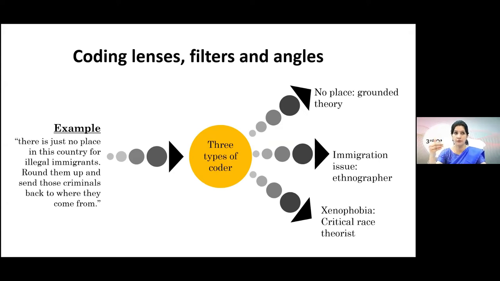Yes. So this third person, who is a critical race theorist, believes that it is a case of xenophobia, because of this sentence, round them up and send those criminals back to where they come from. So now you can see the researcher perspective. There are three types of researchers with three backgrounds, and they are coding this verbatim in three different forms. Is it clear to you what these coding lenses, filters, and angles are? Am I making myself clear to all of you?